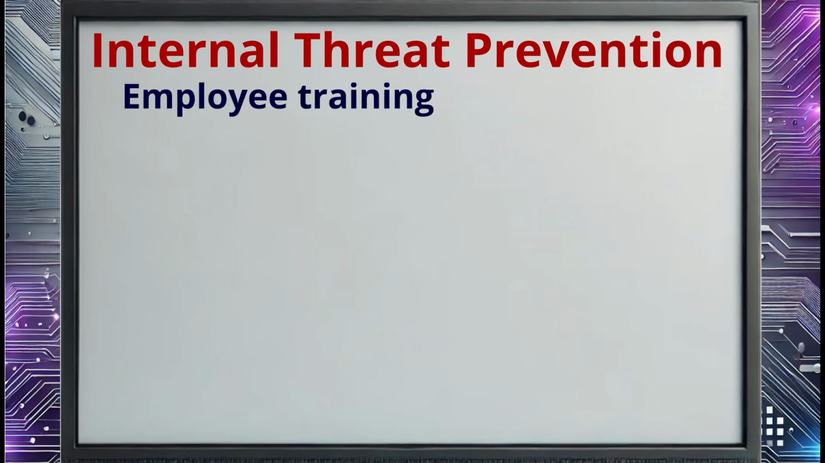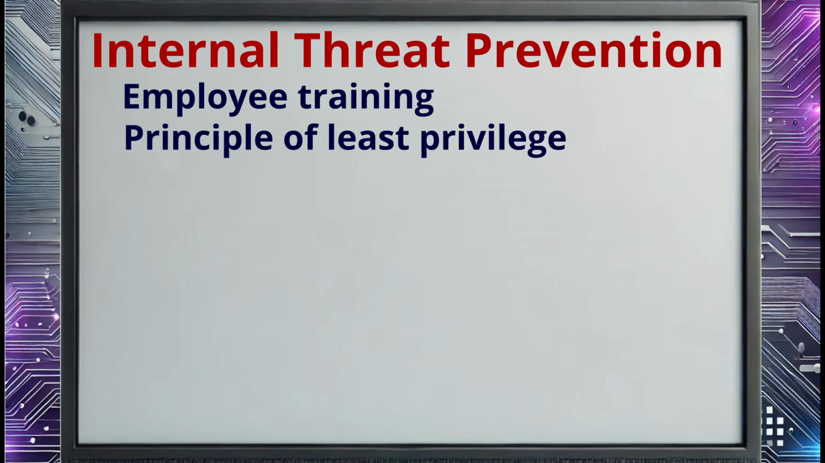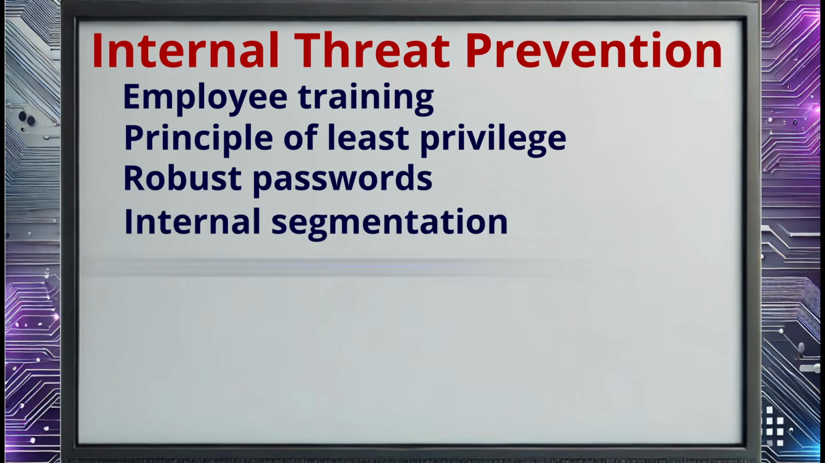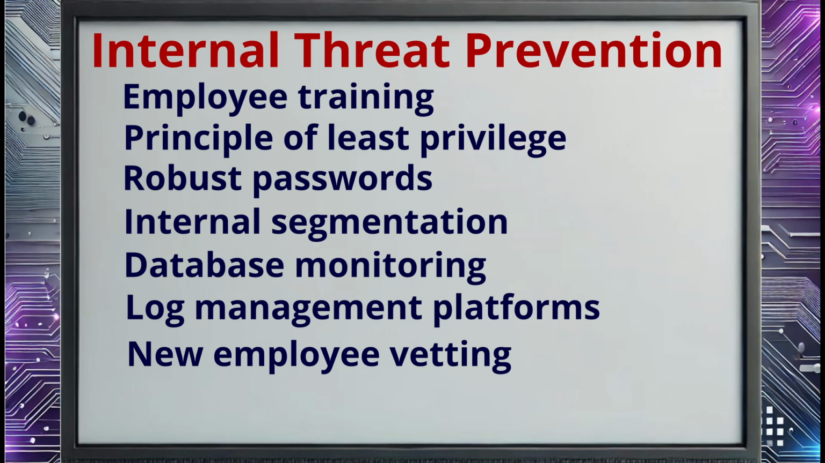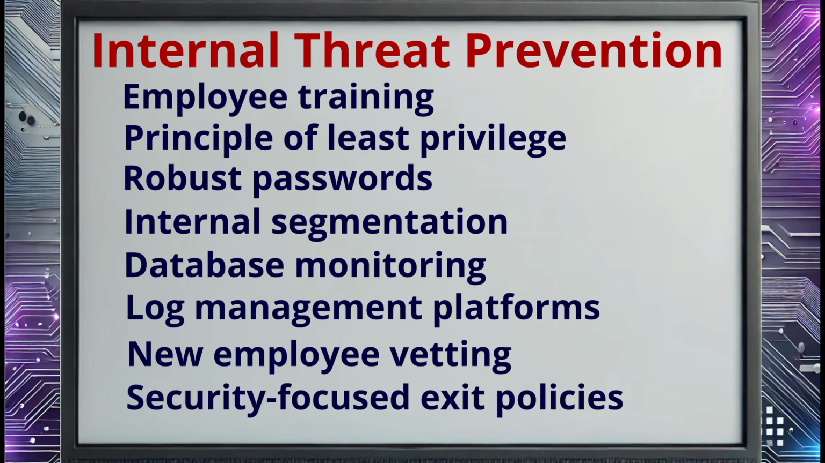Employee training is the most important prevention against insider threats, but even trained employees can make mistakes. There's also the possibility of employees with ill intent, so it's essential to have more safeguards in place than just employee training. These safeguards can include applying the principle of least privilege, enforcing robust passwords, internal segmentation, database monitoring, and using log management platforms to monitor all logs. It even includes vetting new employees and creating policies for when employees with security privileges exit the company.